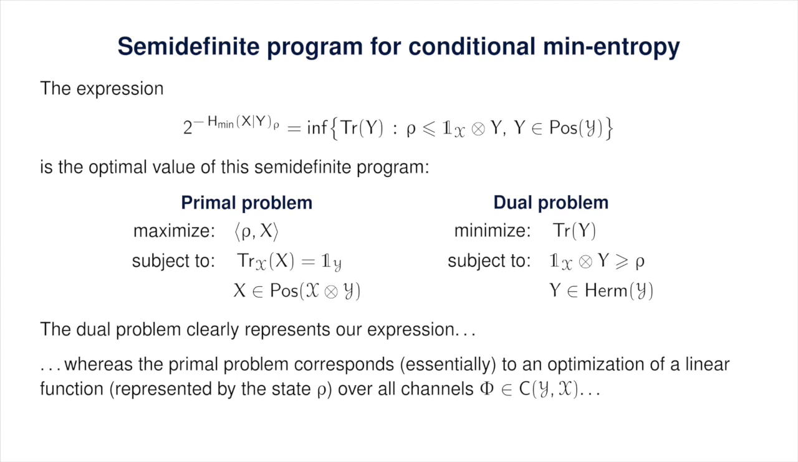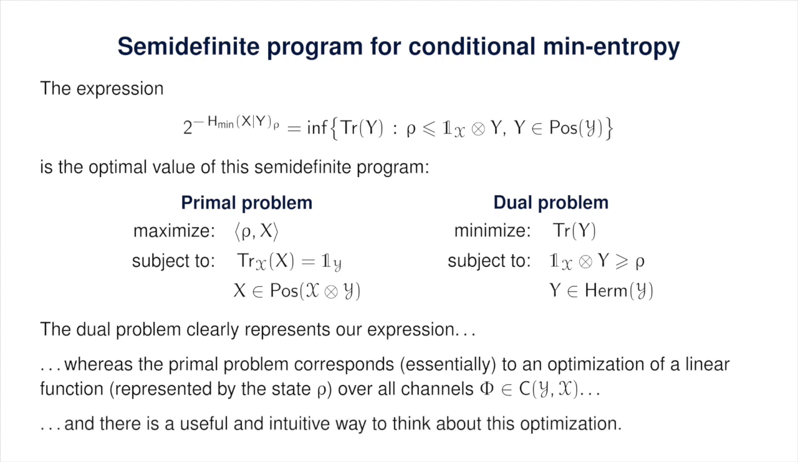And that, by the way, is how we know that the infimum in the definition of the conditional min-entropy is achieved. Notice that rho defines the primal objective function, whereas the constraints in the primal problem simply enforce that we're optimizing over all X that are Choi representations of channels, from Y to X in this case. Now, that's already somewhat intuitive, but we can in fact think about this optimization in a slightly different way that gives a really useful and perhaps much more intuitive way of thinking about the conditional min-entropy.